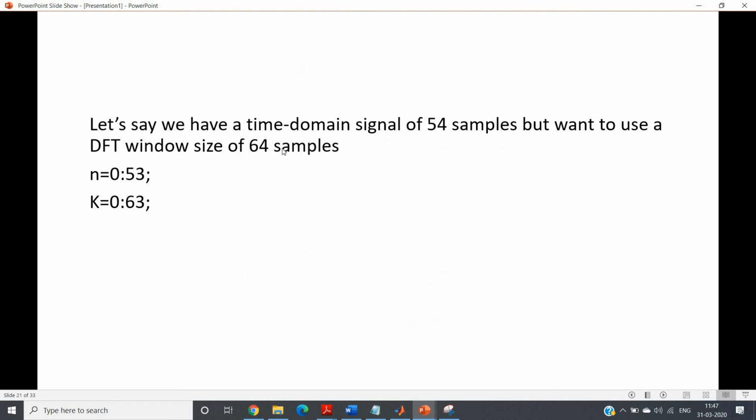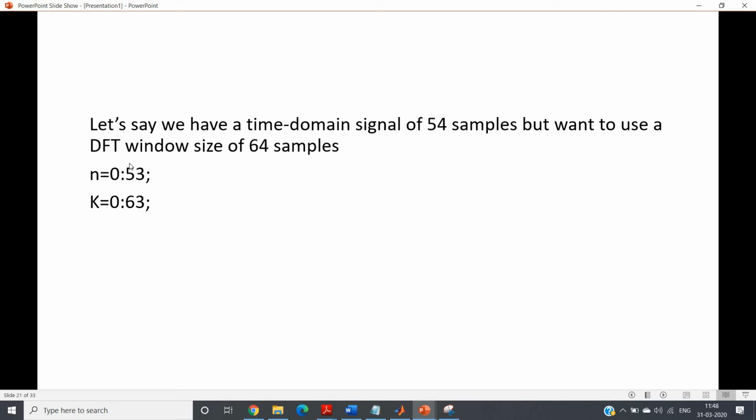Why? Suppose our original time domain signal has 54 samples, but we want to compute the DFT for capital N equal to 64. Small n and k should lie in the same range, 0 to capital N minus 1. K is okay: 0 to 64 minus 1, that is 0 to 63, it will align. But what about small n? Small n in the time domain is simply, we have 54 samples, so small n is only 0 to 53. We cannot change this, right?